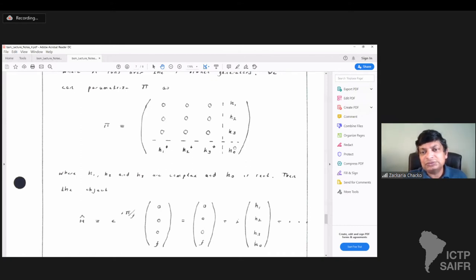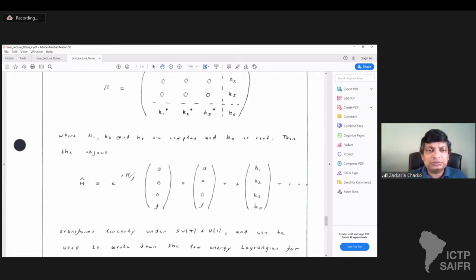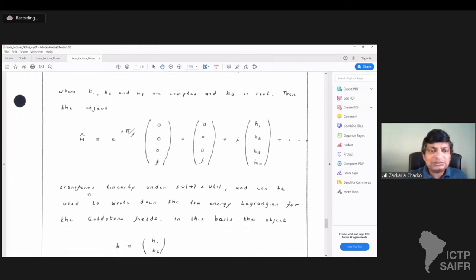And then there's a real one, which is the 7th. So H1, H2, H3 are complex, H0 is real. Okay? And then this object, made out of the Goldstone bosons, transforms linearly under the unbroken group.